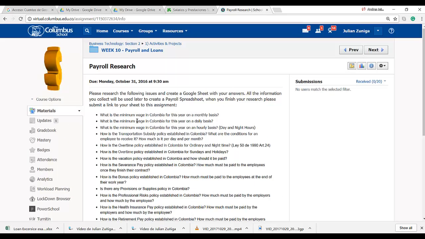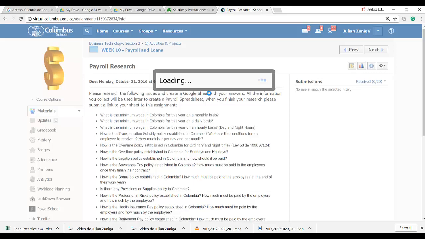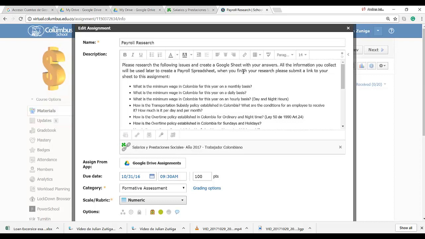Remember that most of this information is in Spanish because we are making a reference to Colombian law, but it is pretty much the same, okay? So things like, what is the minimum wage in Colombia for this year? What is the minimum wage in Colombia for this year on a daily basis? These are things that you need to establish using a Google Sheet or an Excel spreadsheet. I'm going to make clear that it can be a Google Sheet or an Excel sheet, okay?